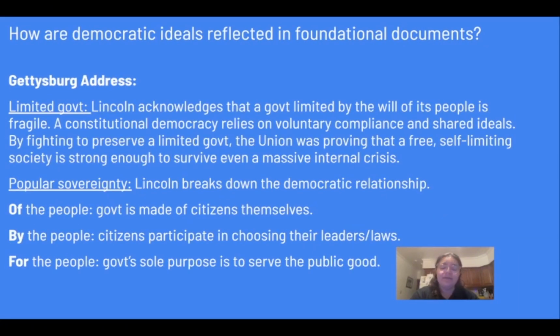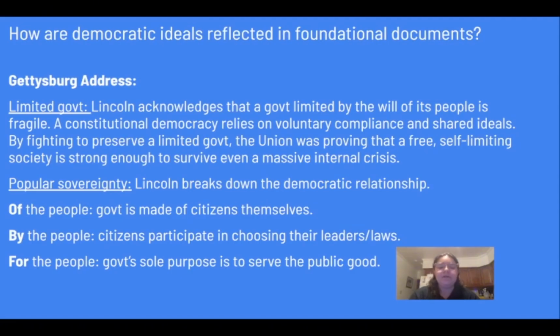The last foundational document you can find democratic ideals in, it's new, effective this fall, is the Gettysburg Address. So Lincoln acknowledges that a government limited by the will of its people is fragile. So we're talking about limited government here. And a constitutional democracy relies on voluntary compliance and shared ideals. So the United States is an example. And by fighting to preserve a limited government, the Union, the North, was proving that a free, self-limiting society is strong enough to survive even a massive internal crisis such as the Civil War.